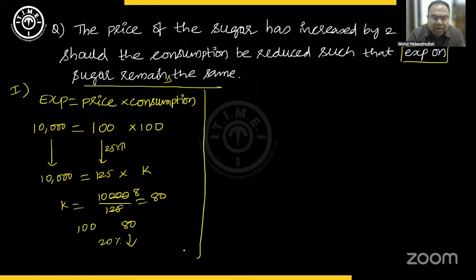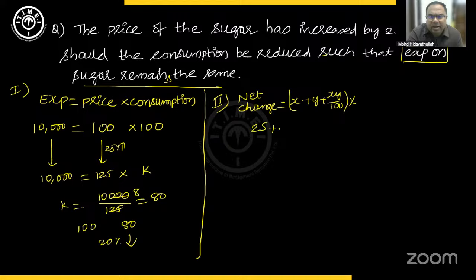Right? 20%. Now, let's say expenditure is equal to... I can use this net change formula: x plus y plus xy by 100%. Price has a 25% increase. Consumption, I don't know, so plus 25 into y by 100. Expenditure on sugar remains the same.